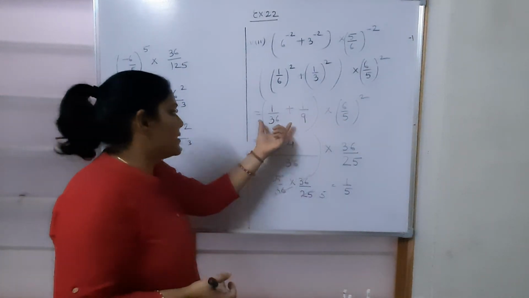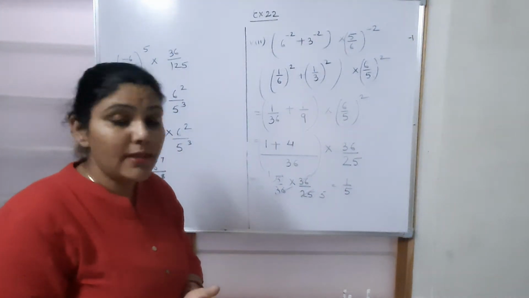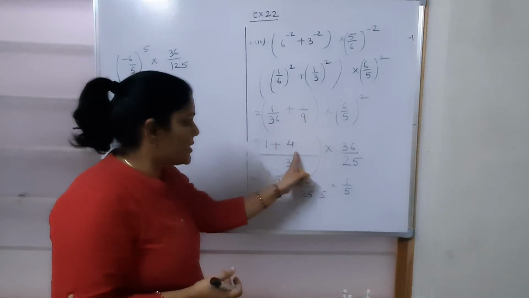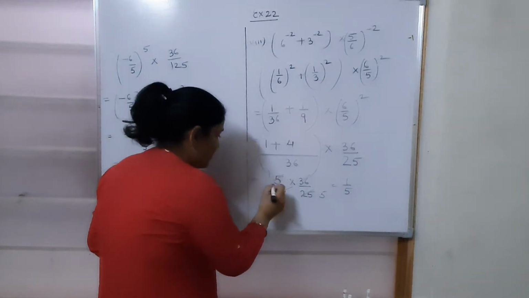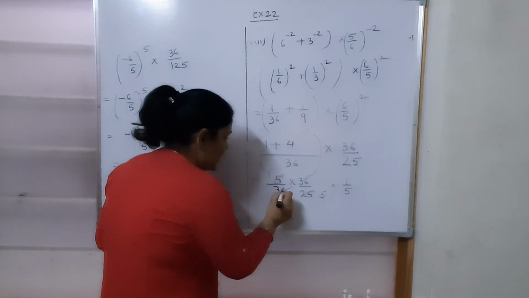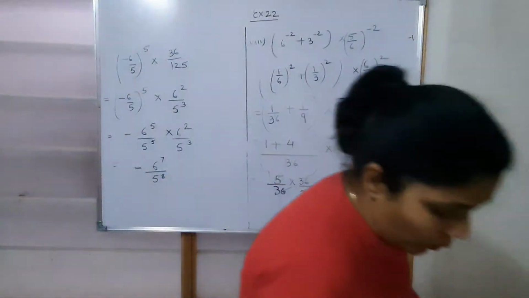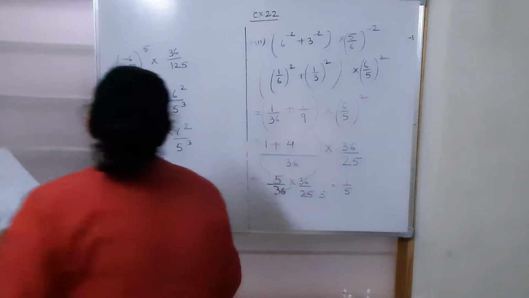Now we'll take the LCM. 36 into 9, 36. By what number should I multiply 36 to get 36? By 1. So 1 into 1 is 1 and 9 4s are 36. That's how we have done. 1 plus 4 will be 5. And here we have 36. 36 cancelled with 36 and 5 5s are 25. So this is going to be 1 upon 5. Alright. Now moving on to the next part.